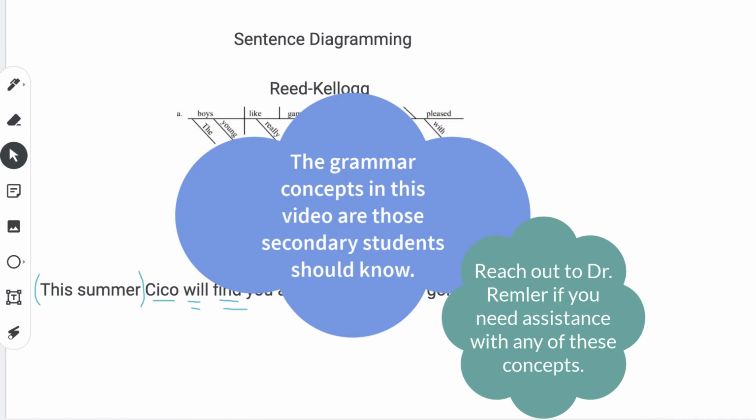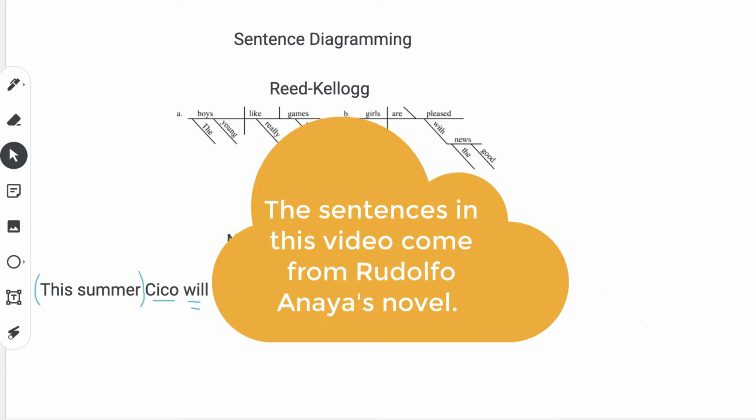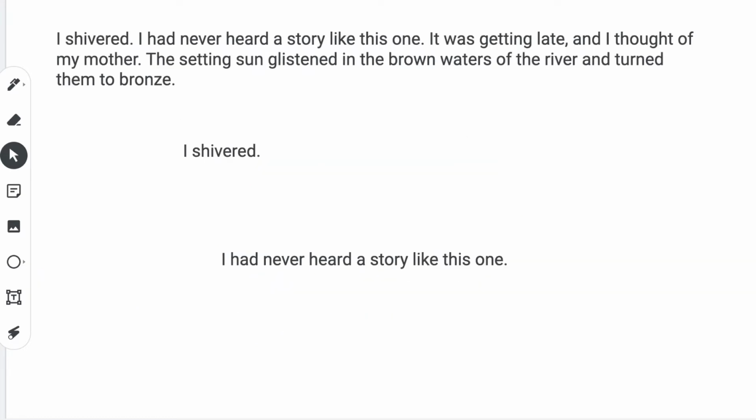Also, in the interest of teaching grammar in the context of a reading and writing assignment, I will diagram sentences from Rodolfo Anaya's Bless Me, Ultima. The following passage comes from page 80 of the novel, and it appears after Samuel has told Antonio about the golden carp. I shivered. I had never heard a story like this one. It was getting late, and I thought of my mother. The setting sun glistened in the brown waters of the river and turned them to bronze.